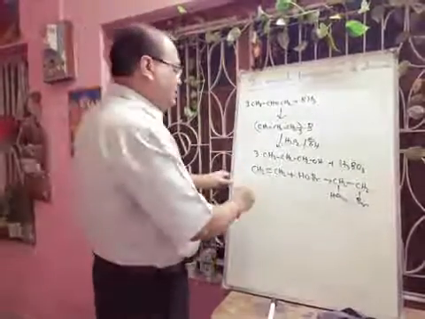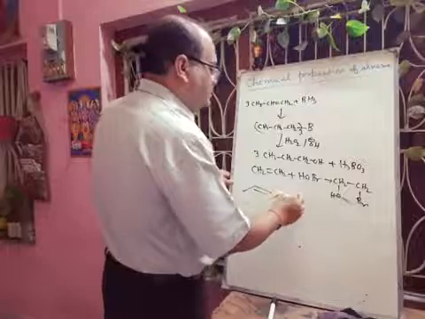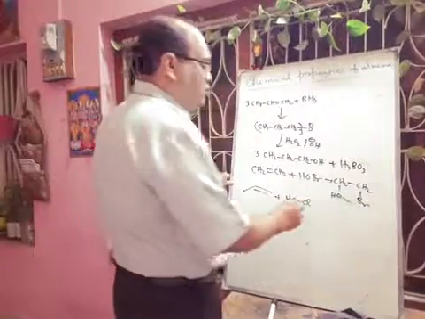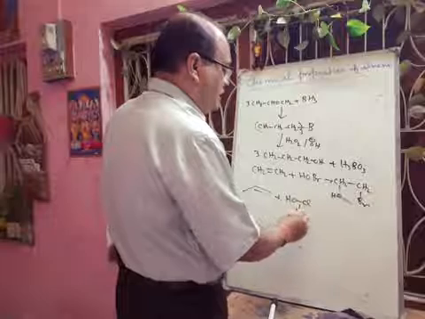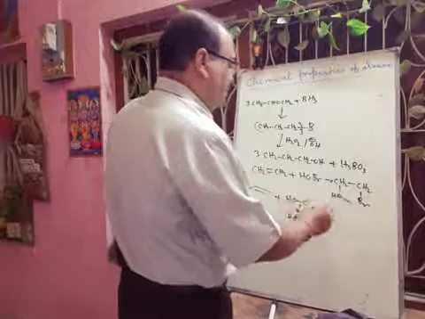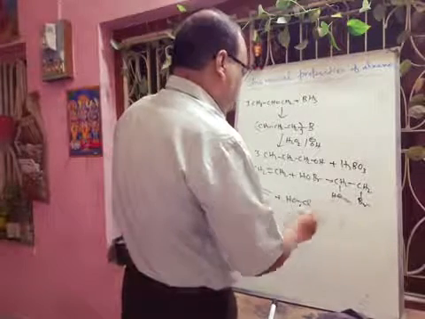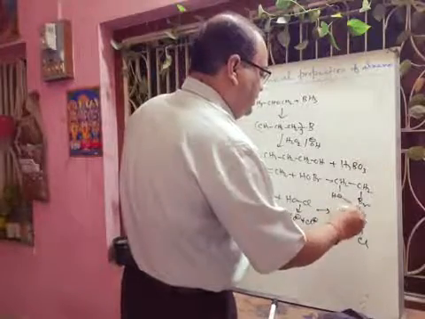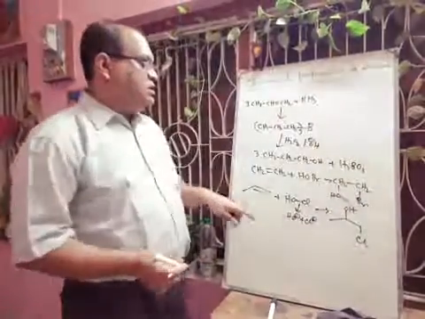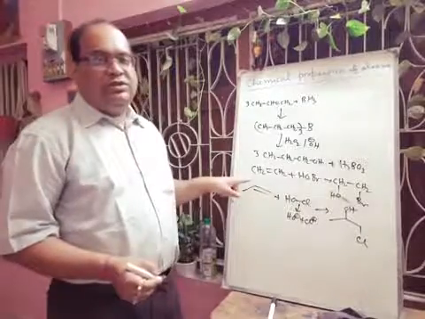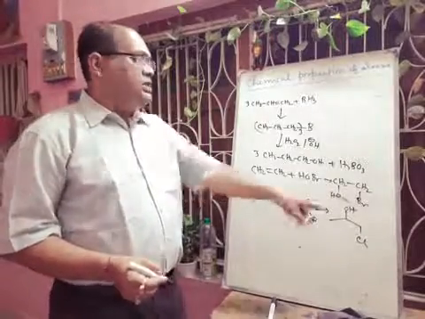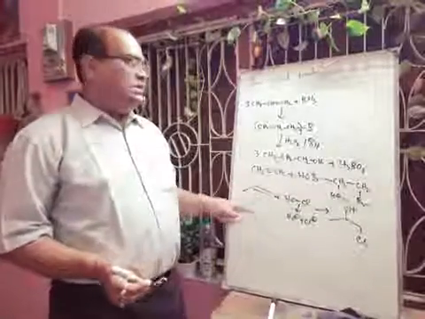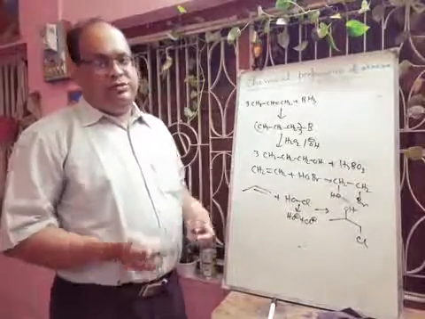If you take an unsymmetrical alkene and HOCl, here you can easily understand the electronegativity difference is very large, so it will dissociate as HO minus and Cl plus. First Cl plus will add on this side, and here you will get the addition of OH, because when Cl plus adds here, the more stable carbocation is formed and OH adds there. So in this way, the addition of hypohalous acid also follows Markovnikov's rule.